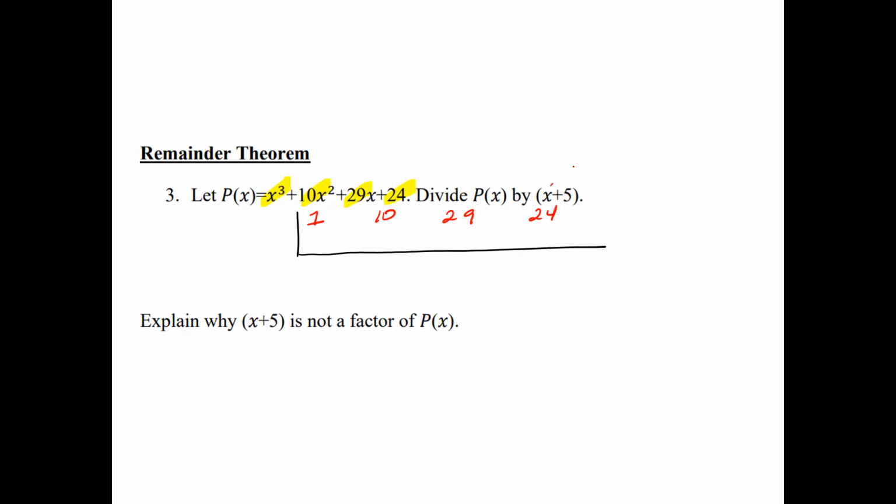And then looking over here, x plus 5 equals 0. If I solve it, it's going to give me a -5. So I'm going to have my -5 on the outside. All right, let's go ahead and bring down that 1. So here's the 1. -5 times 1 is a -5. Don't subtract, you're going to add it, which gives you a 5. -5 times 5 is a -25. Add it, you're going to get a 4. -5 times 4 is a -20. And then you have a 4 as a remainder.